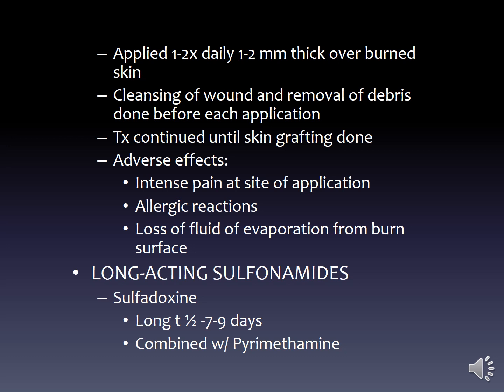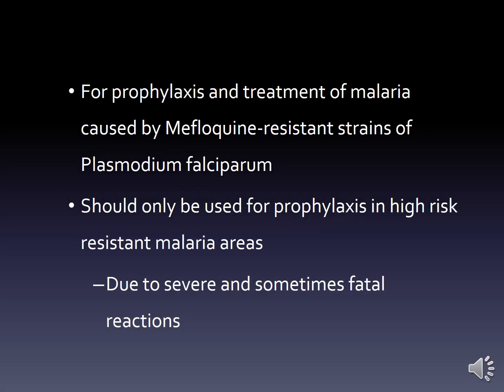So the last group of sulfonamides are your long-acting sulfonamides, your sulfadoxine. So if you notice, it has a very long half-life of 7 to 9 days, and usually it's combined with your pyrimethamine. And your sulfadoxine is used for the treatment and prophylaxis of malaria, which is caused by mefloquine-resistant strains of your Plasmodium falciparum. And this should only be used for prophylaxis in areas which are at high risk for resistant malaria. And this is because it has severe and sometimes fatal reactions.